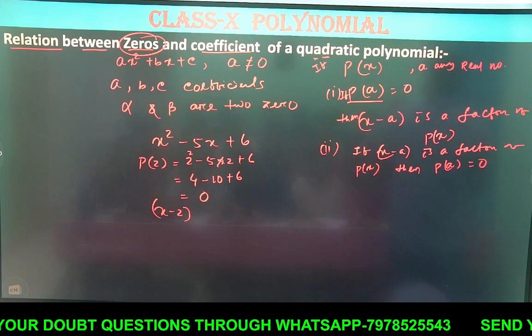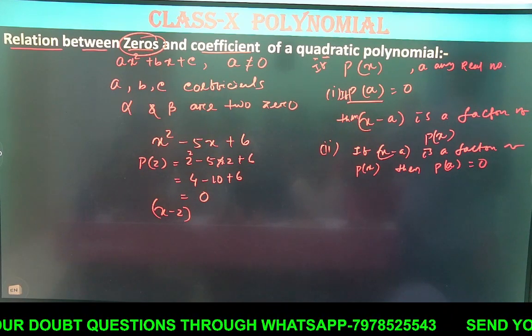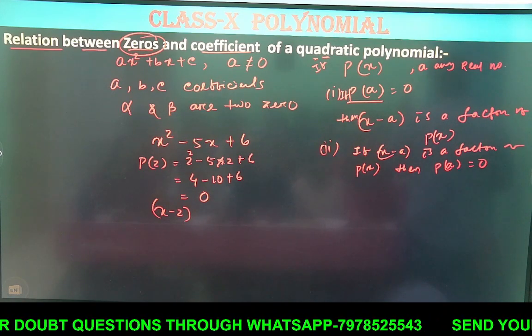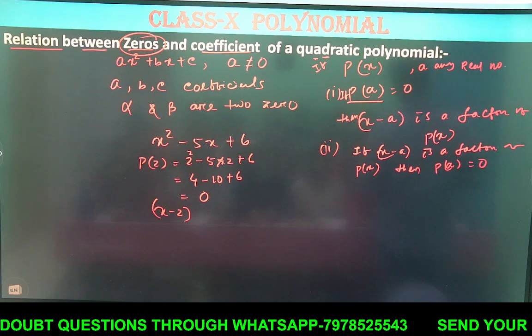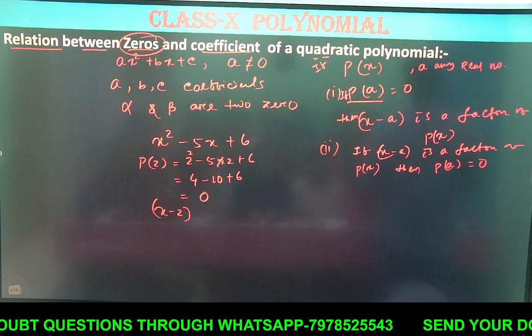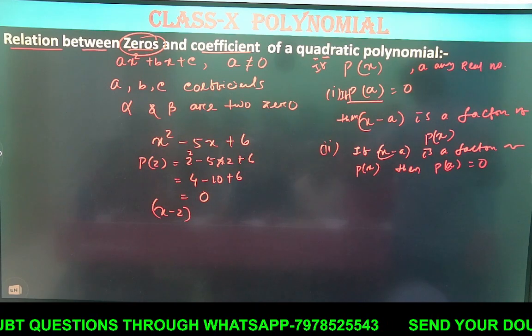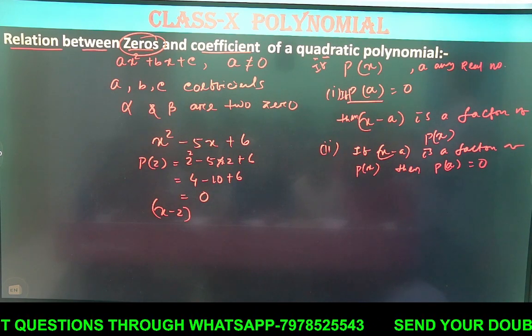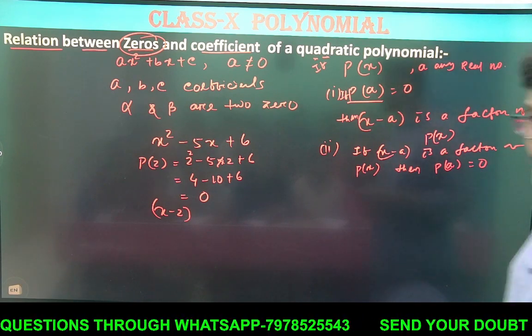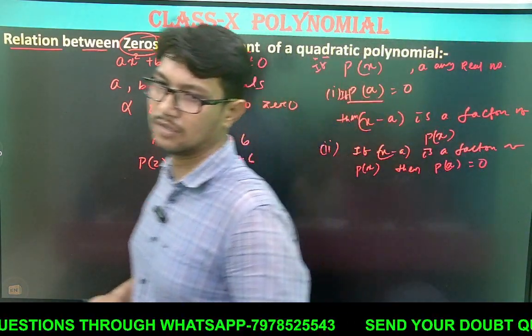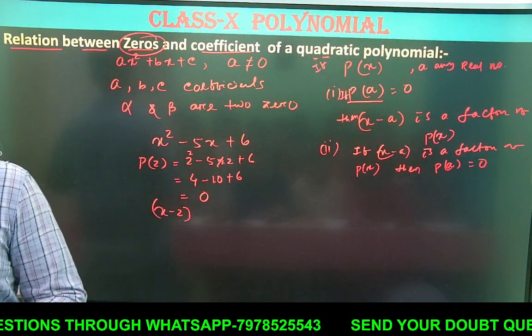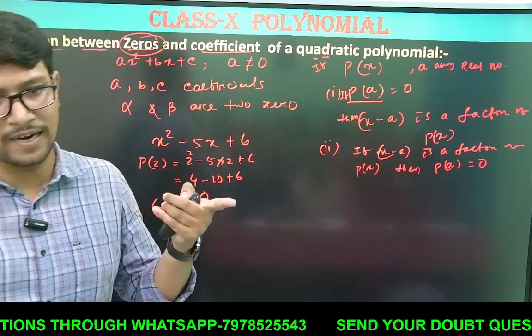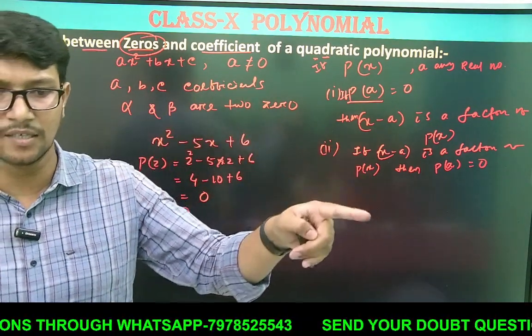If x minus 3 is a factor of p of x, then what is the zero? P of 3. Everybody clear? Understood? So if the zero is given, you can write the factor. If the factor is given, you can write the zero.